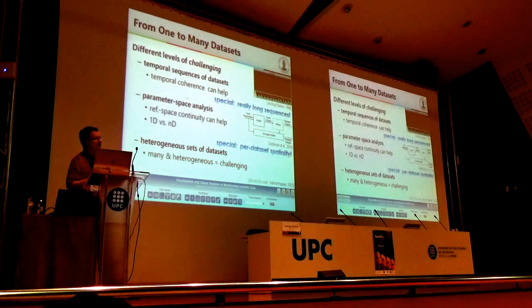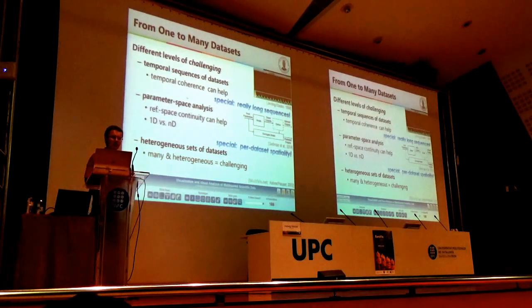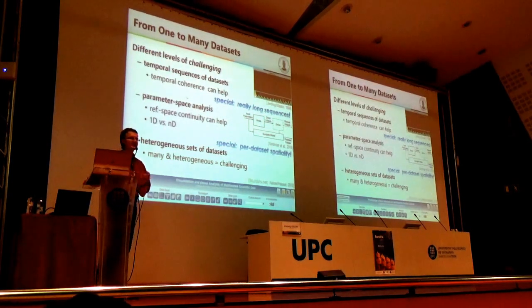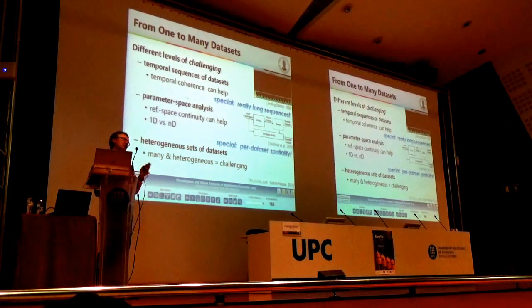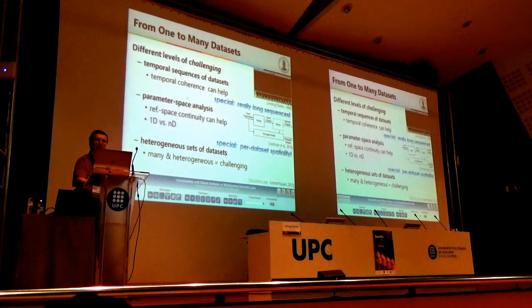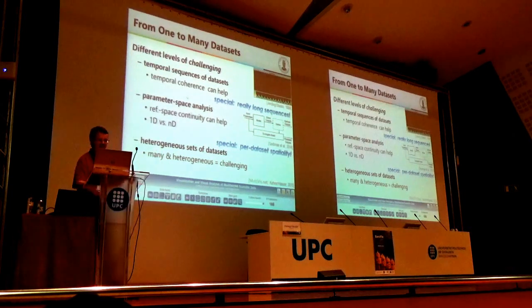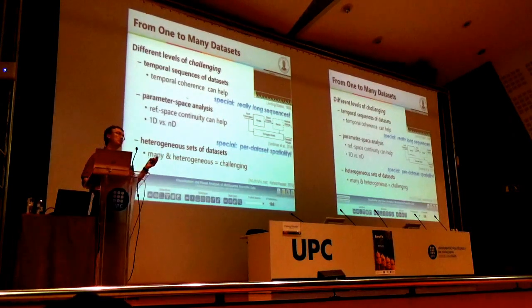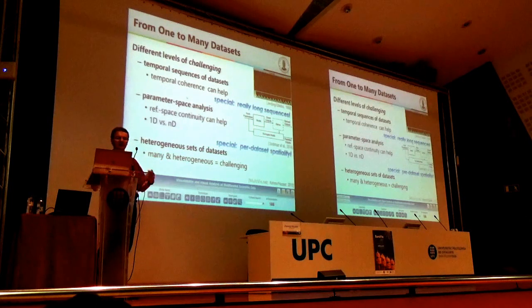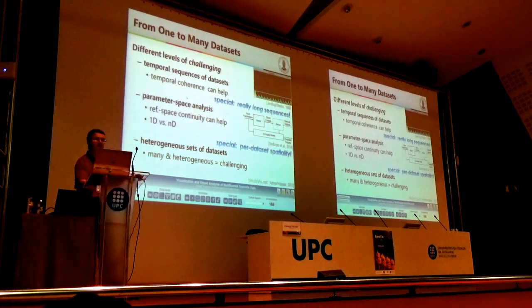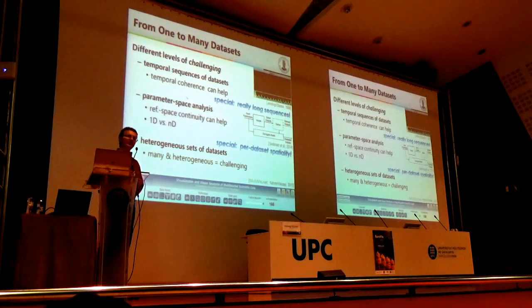So when we now try to understand this problem of going from one to many data sets in visualization, I think it makes sense to also ask what type of problem this is, how challenging it really is. And I think we can take it step by step. One step maybe is temporal sequences of data sets. And this is a big problem, but you have some properties that may help you.